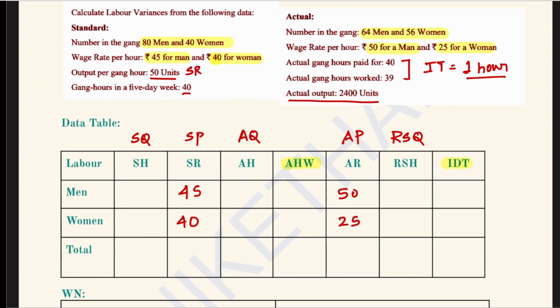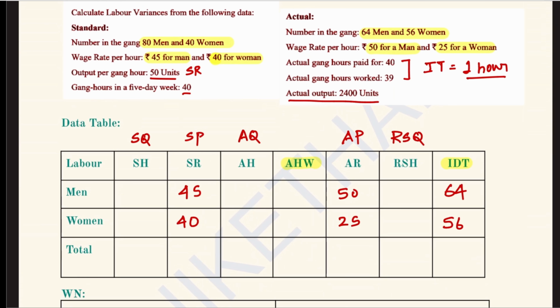So I will start with the one which is easy. Idle time is nothing but how many people were there multiplied by how many hours were there. So actual men were 64. So that means my actual idle time is 64 for men and 56 for women. I have to calculate actual hours and standard hours.